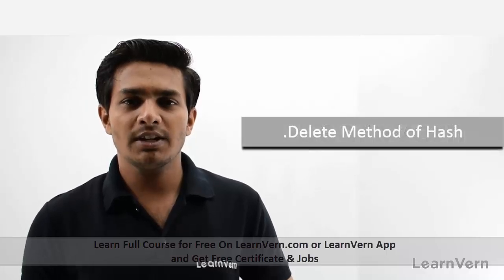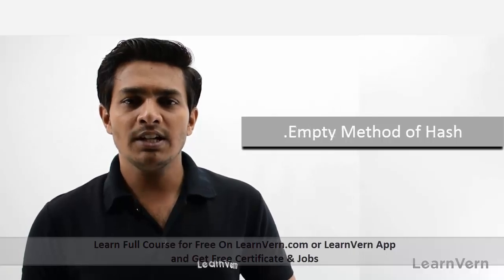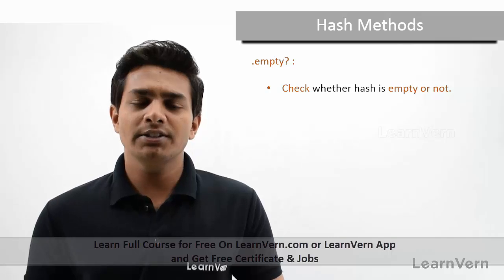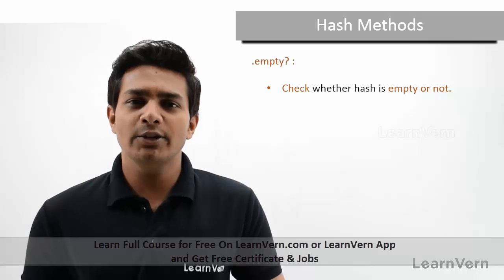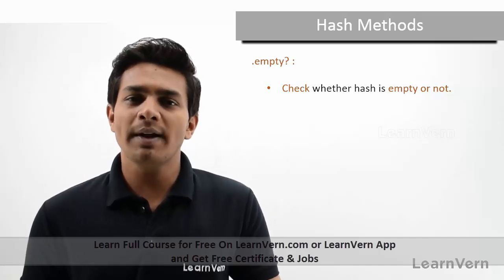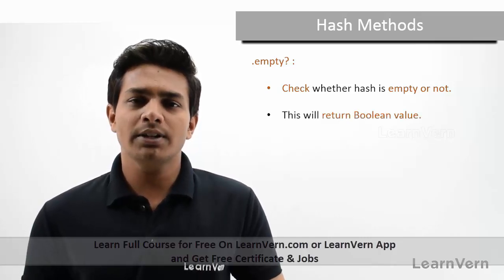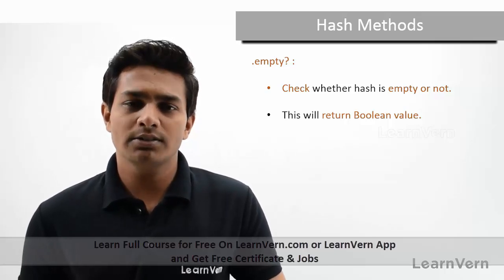In the previous lecture we learned about the delete method of hash, and today we will learn about the empty method of hash. This method will check if our hash is empty or not. If our hash does not have any key value pair, it will return true. And if it contains some key value pairs, it means some elements, then it will return false. This method always returns a boolean value, either true or false.